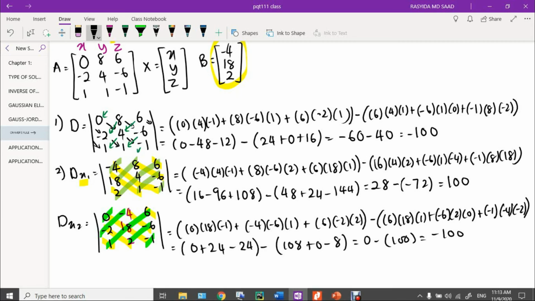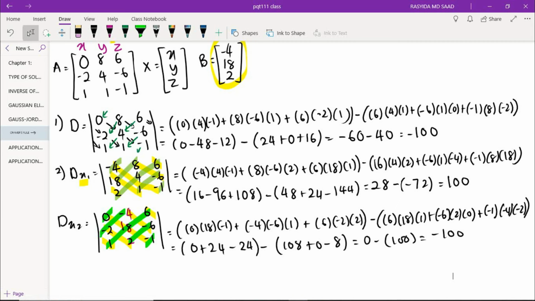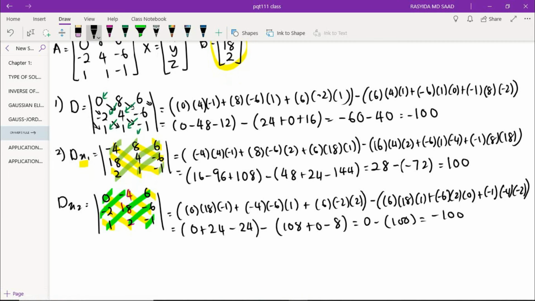And then the next one, we need to find dx3, which is equal to 0, negative 2, 1, 8, 4, 1. Remember to substitute the value of matrix B into the third column. So it will be negative 4, 18, and 2. So try to solve this one.